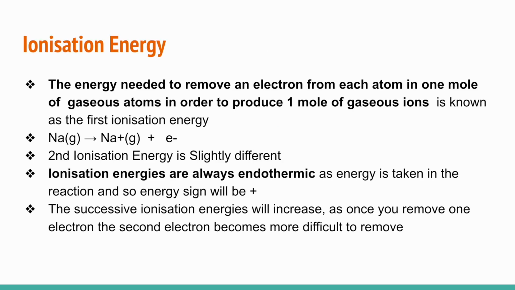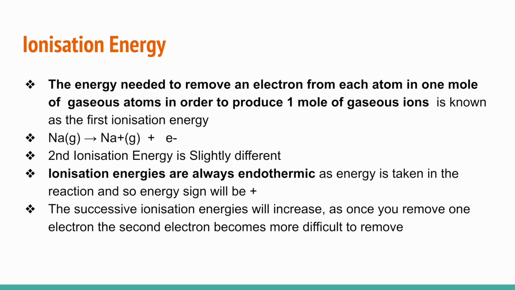Moving on to ionization energies. This is quite an important definition, so I would recommend learning it pretty much word for word, but the exact wording may differ based on your specification. Essentially, it's the energy needed to remove an electron from each atom in 1 mole of gaseous atoms in order to produce 1 mole of gaseous ions. Now, the term gaseous is very important, and it can also be written as an equation, but you have to make sure you remember the state symbols.